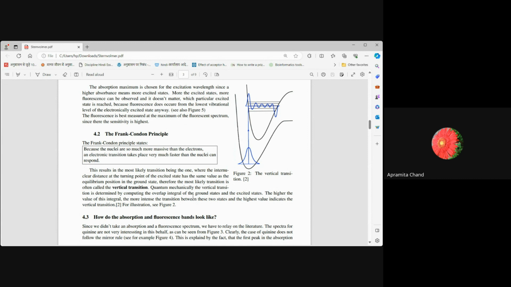The most likely transition is often called the vertical transition. Quantum mechanically, the vertical transition is determined by computing the overlap integral of the ground state and the excited state. The higher the value of the integral, the more intense the transition between the two states, and the highest value indicates the vertical transition. So you are going to combine the two slides, that one and this particular explanation, when you write about the Franck-Condon principle. Here they have just stated the quantum mechanical explanation, and you don't have to do much of the calculations or the equations. You can just state this.